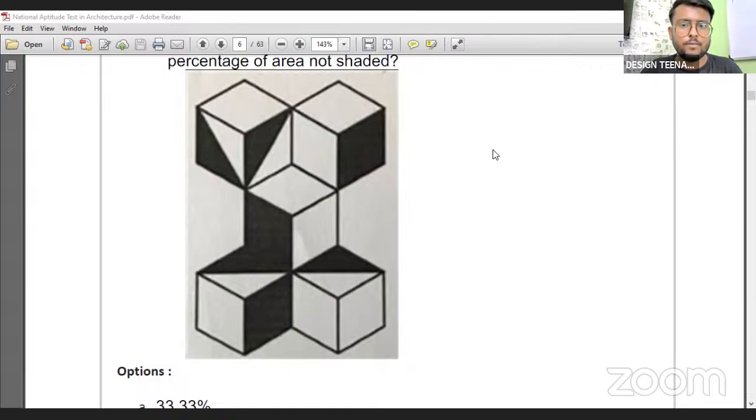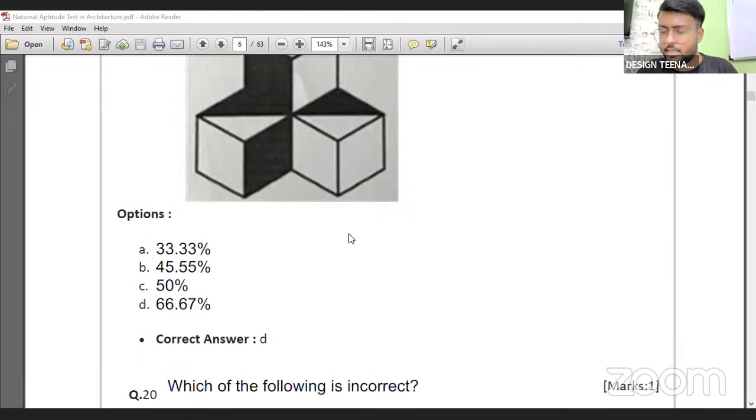Yes, sir. If there are 15 visible surfaces, and I consider each side of a square to be a single unit, then the area of each side is 1 square unit. 15 surfaces, hence 15 square units. Now for the shaded areas: 3 are completely shaded, and 4 surfaces are partially shaded. Partially means half of it is shaded. If we join the halves, 2 are fully shaded, so in total 5 surfaces are shaded. That means 33.33 percent is the shaded area, and the non-shaded area is 66.67.